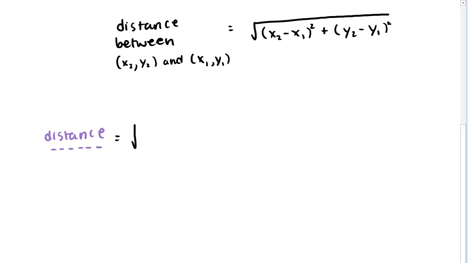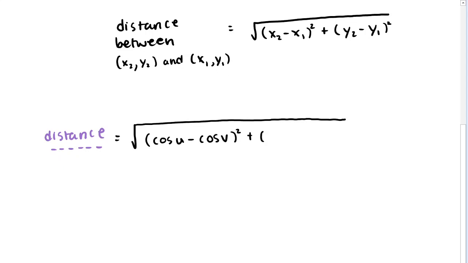So this is going to equal the square root. It's going to be really big, but that'll be okay. This is going to be the square root of the difference in the x coordinates. So here that's cosine of u minus cosine of v, squared, and then plus the square of the difference of their y coordinates. So that's sine of u minus sine of v, squared.